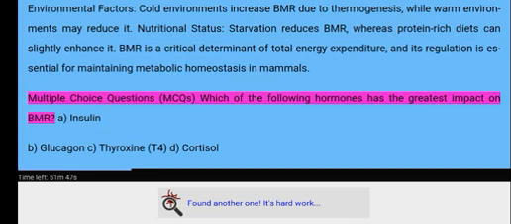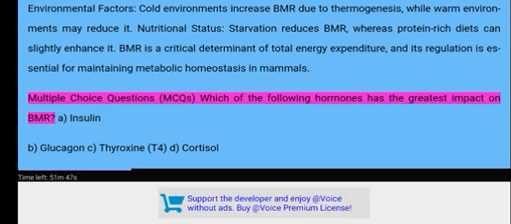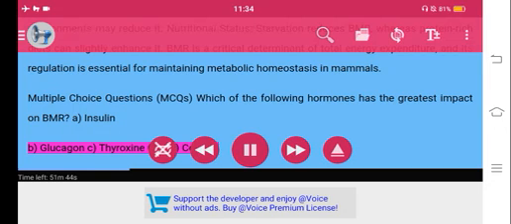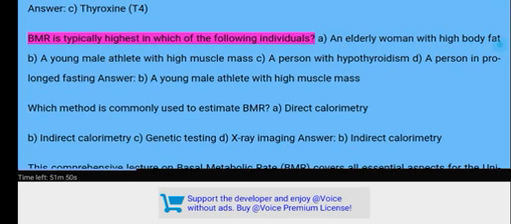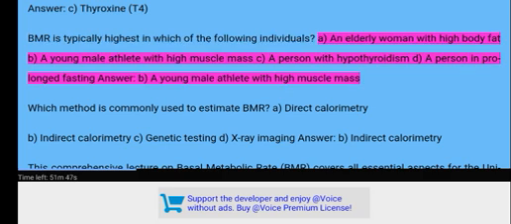Multiple choice questions (MCQs). Which of the following hormones has the greatest impact on BMR? A. Insulin. B. Cortisol. C. Thyroxine (T4). Answer: C. Thyroxine. BMR is typically highest in which of the following individuals? A. An elderly woman with high body fat. B. A young male athlete with high muscle mass. C. A person with hypothyroidism. D. A person in prolonged fasting. Answer: B. A young male athlete with high muscle mass.